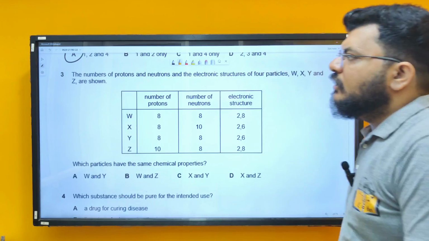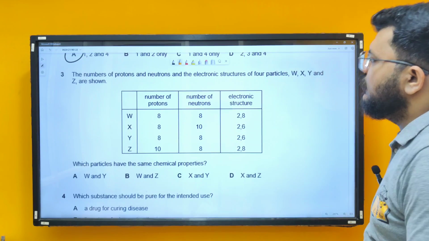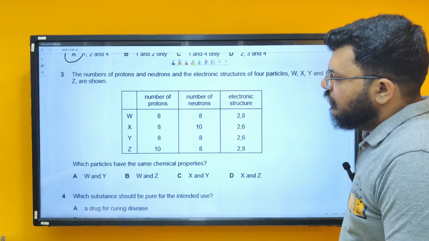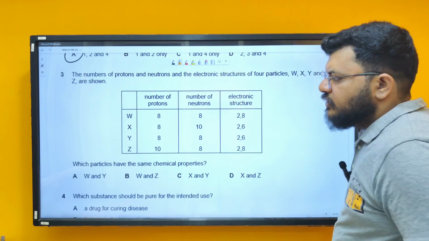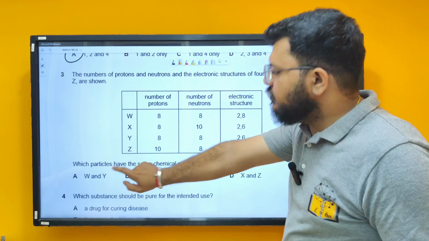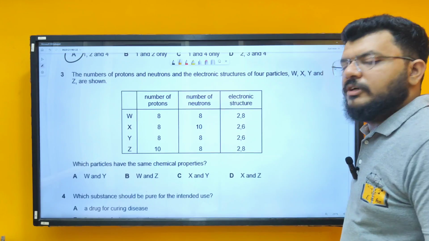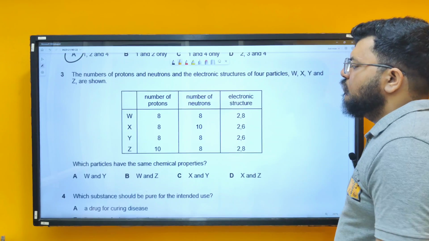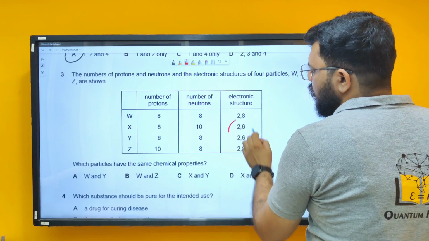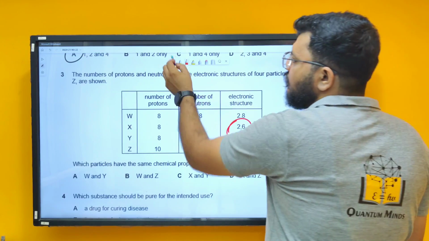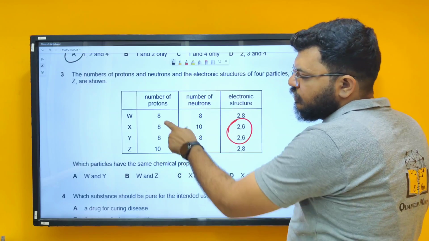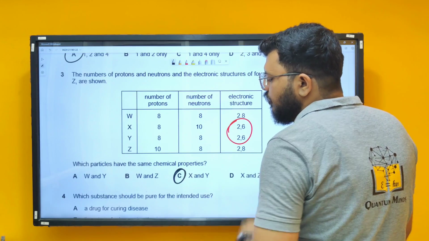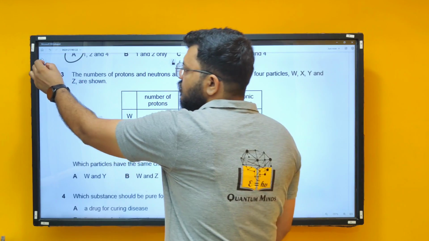We have the numbers of protons and neutrons and the electronic structure of 4 particles W, X, Y and Z shown. The question says which particles have the same chemical properties. The particles that have the same electronic structure will have the same chemical properties. So X and Y have the same chemical properties. Also their number of protons are the same, so they are the same element and therefore they have the same chemical properties. So C is your answer.